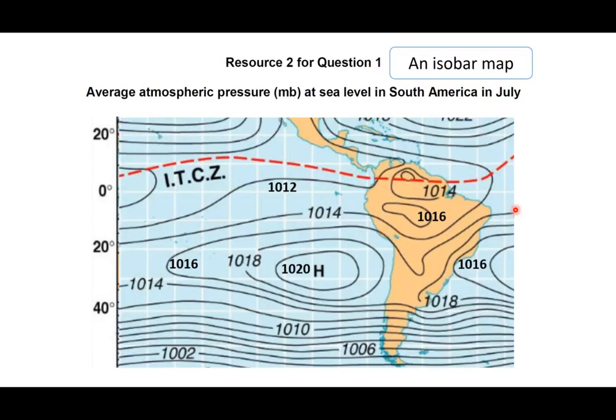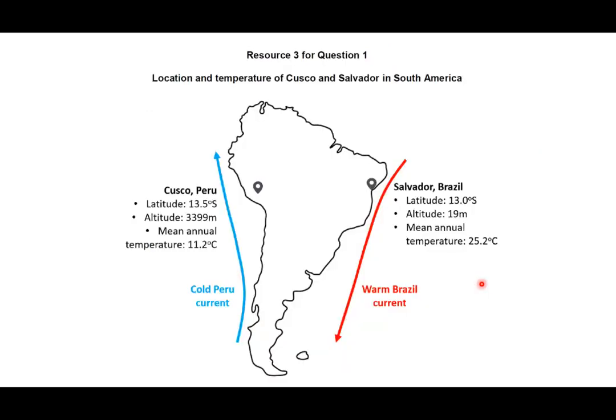Resource 2 shows you the atmospheric pressure in South America again, but this time in July. It also shows you the position of the ITCZ. This is also an isobar map. Then resource 3 shows you two specific places in South America with very different temperatures, even though they are quite similar in latitude. This is due to two local factors. One is altitude and the other one is the influence of ocean currents.